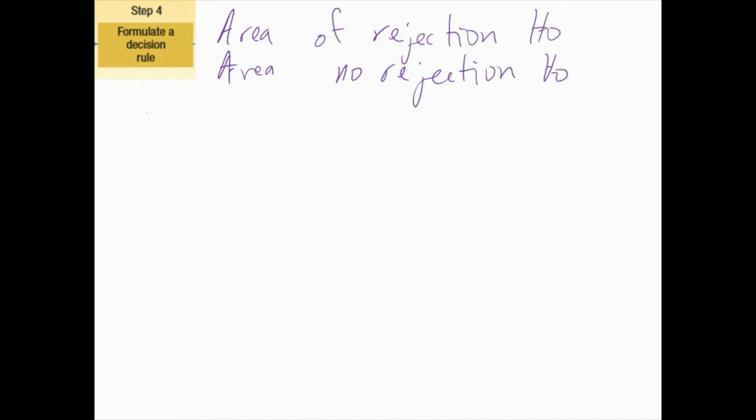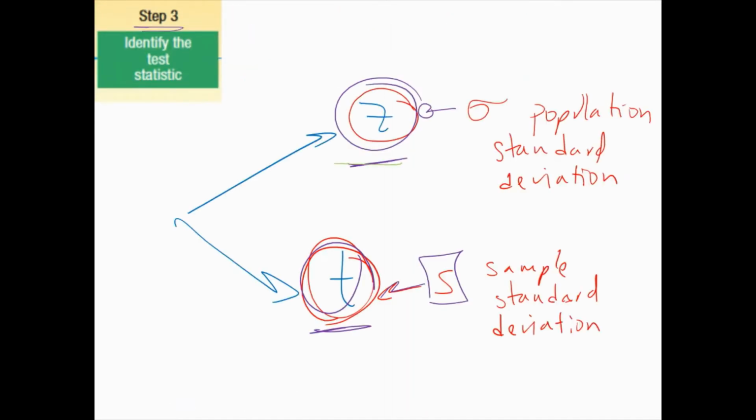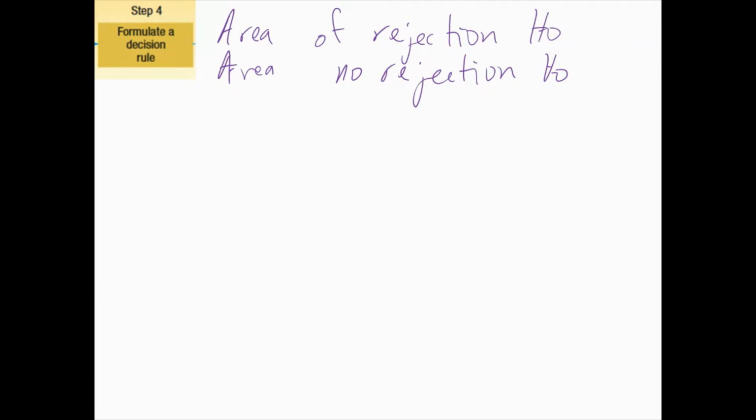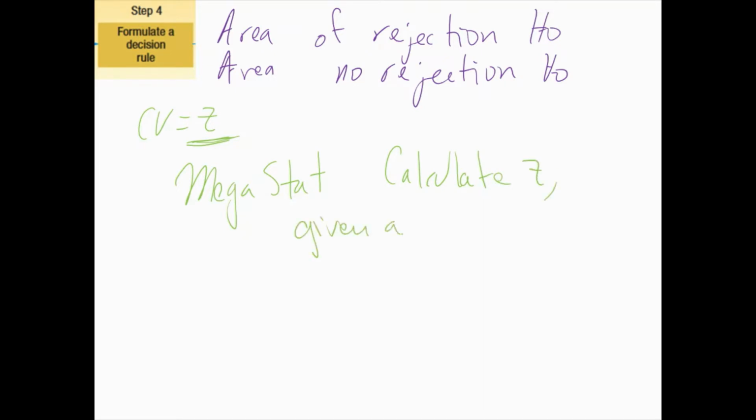Now, if from step 3 we decided that we were using Z, you need to find the critical value, the Z value that separates these 2 areas. So how do we do this? Basically, in MegaStat, and I will show you how to do this now. If we have to get the Z, in MegaStat, you are going to calculate Z given a P. The P here is the alpha, the area in your tail.